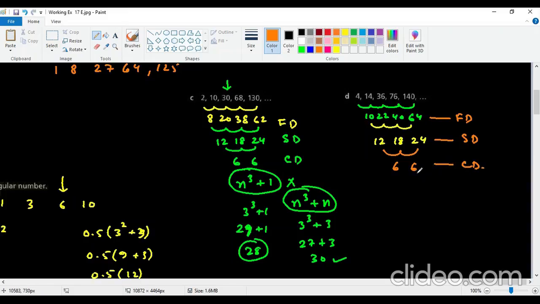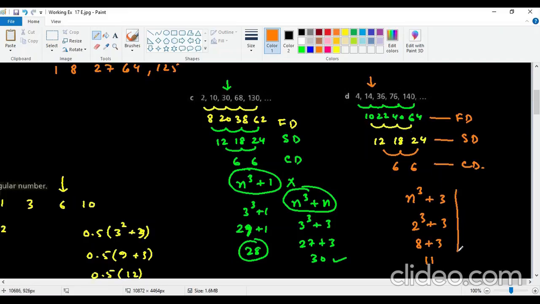Once we reach the third level, that means we are talking about n cube. Now, this is n cube, okay? n cube means 1. What should we do with 1 to make it a 4? We can add 3, okay? Let's see if it is giving us the second term. That means n cube, if it is 2, that means 2 cube plus 3. 2 cube plus 3 means 8 plus 3, which is 11, and we are not getting 14, okay?